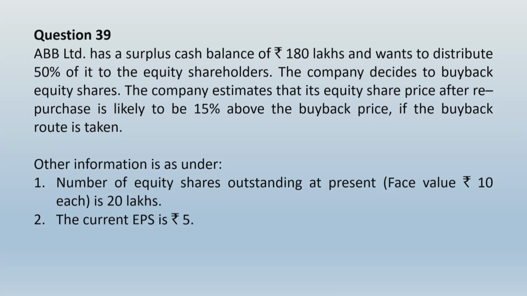ABB Limited has a surplus cash balance of rupees 180 lakhs and wants to distribute 50% of it to the equity shareholders. The company decides to buy back equity shares. The company estimates that its equity share price after repurchase is likely to be 15% above the buyback price if the buyback route is taken. Other information is as under: number of equity shares outstanding at present, with face value of rupees 10 each, is 20 lakh shares, and the current EPS is rupees 5.